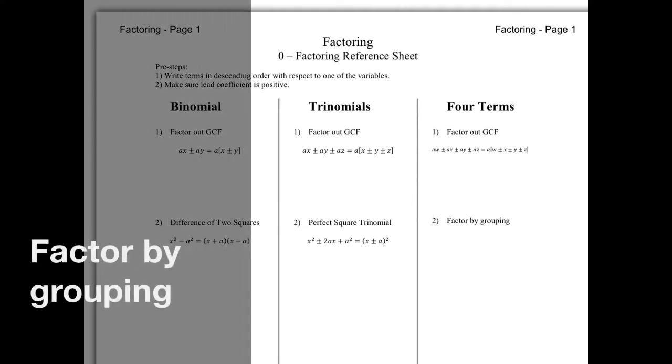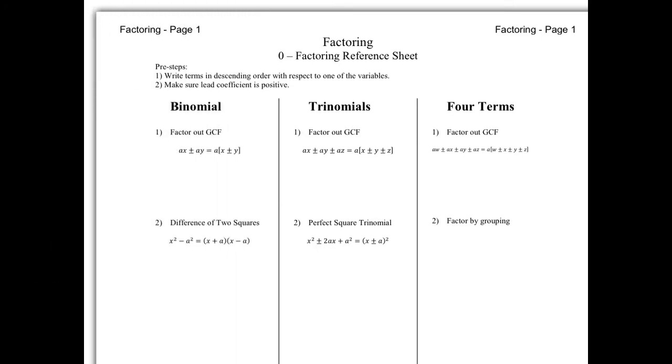All right, we're going to do some factoring. Before we get into the actual factoring, these are pre-steps, things you have to do for every problem before you start factoring. 1, make sure the terms are in descending order with respect to one of the variables. That means the exponents are going to go from biggest to smallest.